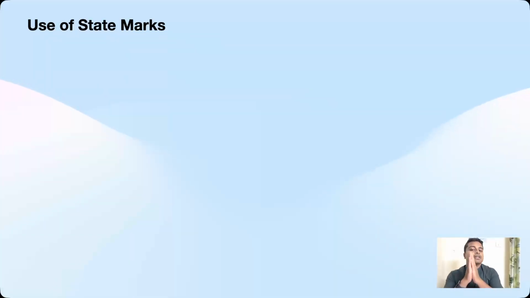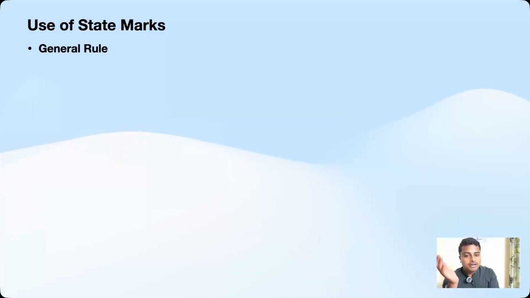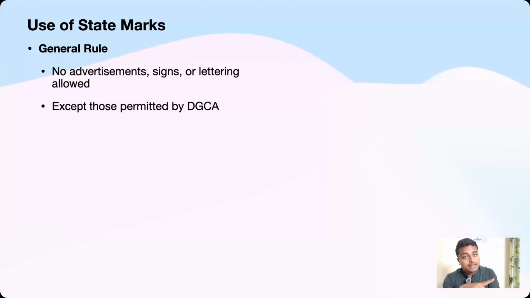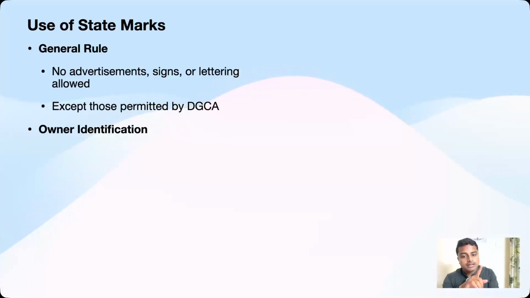Now let's talk about something that many people don't realize, that you cannot just put anything you want on the aircraft, right? There are strict rules on what markings are allowed on an aircraft. First, advertisements and random signs are not allowed on the aircraft unless specifically approved by the DGCA. So, unlike cars, you cannot just decorate the aircraft freely. Now, can the owner put their name or logo on the aircraft? Yes, but with conditions. The shape, size, color, and placement must be such that they do not interfere with the aircraft's registration marks.